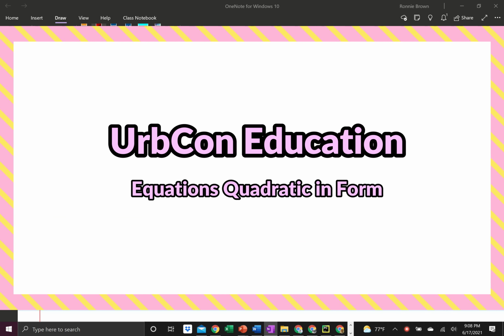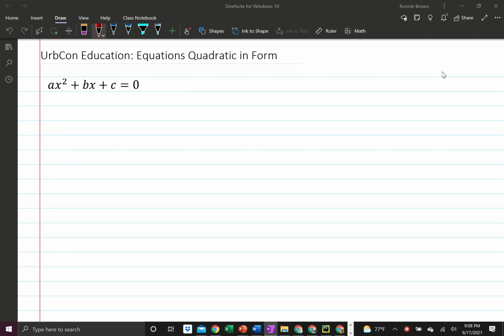In this mini lecture, we're going to look at equations that are quadratic in form. So we know a quadratic equation in standard form looks like this: ax squared plus bx plus c is equal to 0, where everything is on one side of the equal sign and zero is on the other side. It's a quadratic equation because its largest exponent is a 2, and that makes it a second degree equation. Alright, so let's take a look at some examples.